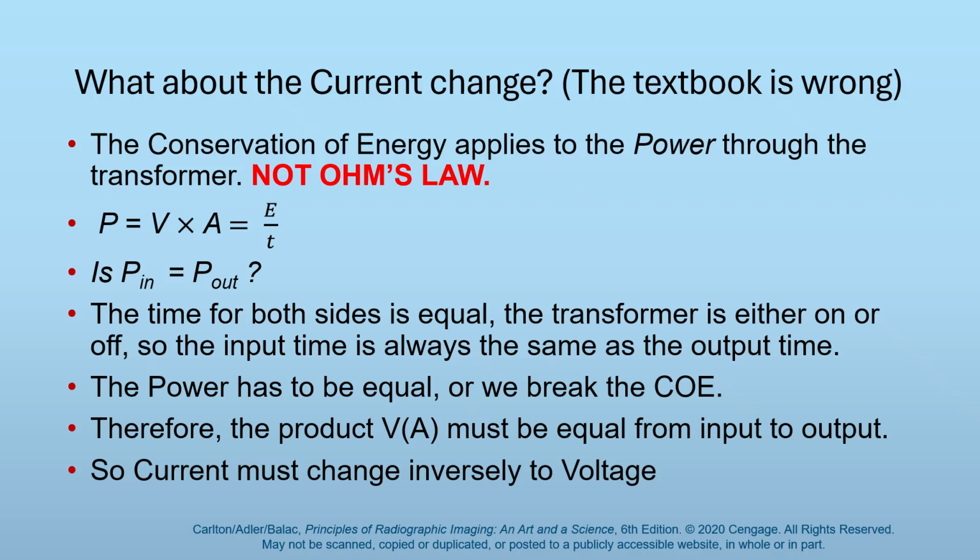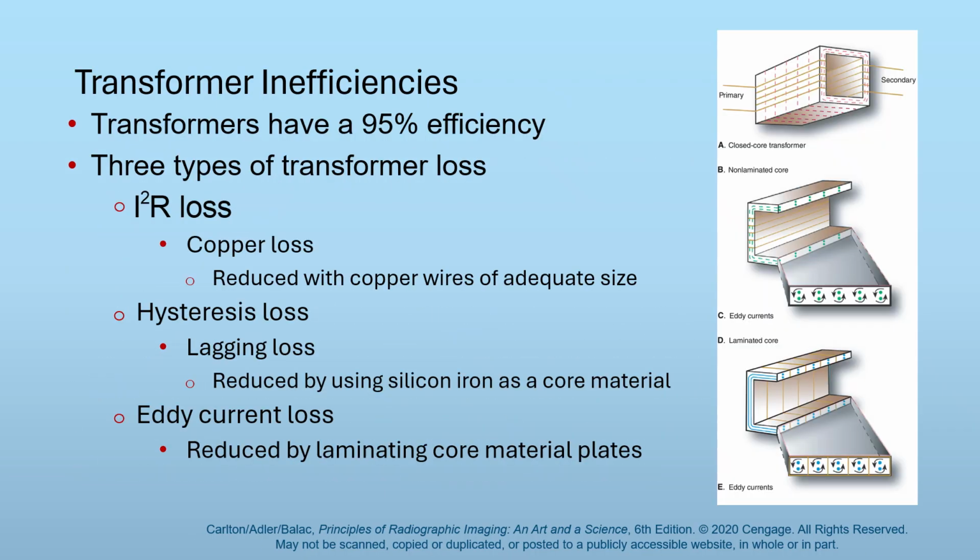The time you run the transformer is the time you run the transformer. So the energy in has to be equal to the energy out. So the product of voltage and amperage in has to be equal to the product of voltage and amperage out. So if the voltage is increasing, the amperage has to decrease by the same factor. Okay.